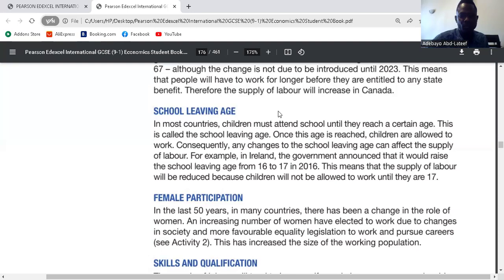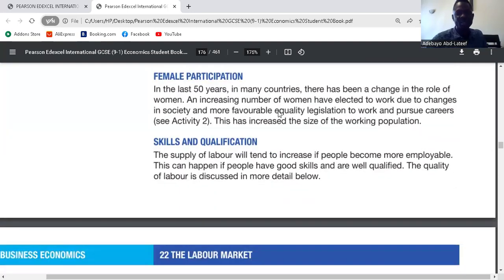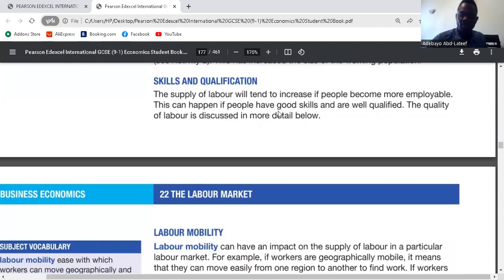Clear? Female participation. If women are allowed to work, the supply of labor would rise. If women are not given the opportunity to work or to participate in labor, the supply of labor would fall. Clear? Skills and qualification.